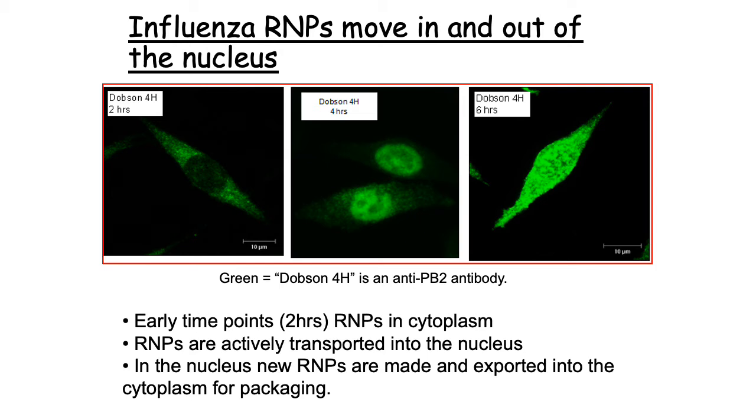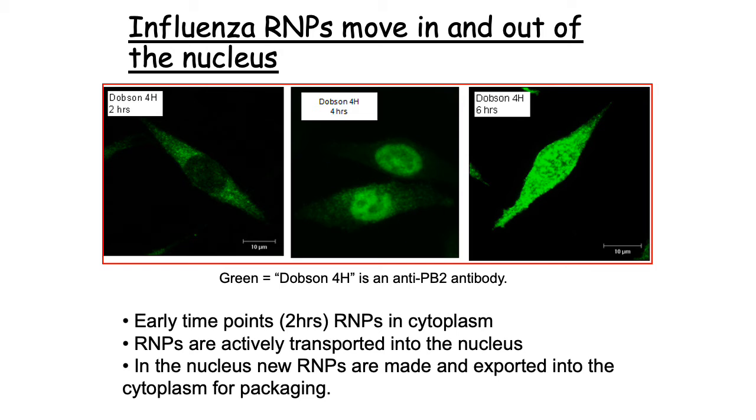So at 2 hours, we start out in the cytoplasm, and then the virus will get into the nucleus. And look how efficiently this happens. In the first image, you can see the cytoplasm, and you can see a dark sort of oval, like an egg shape in the center. That's the nucleus. And you can see that there's no PB2 that's got into the nucleus yet at 2 hours.